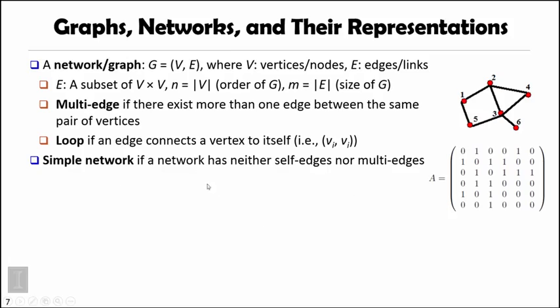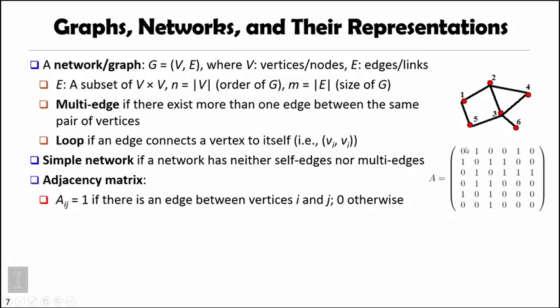For a simple network, we will not consider self-edges or multi-edges. If we want to represent this simple network, we represent it as an adjacency matrix. If A sub ij is 1, it simply says there's an edge connecting vertex i and vertex j. Otherwise it's 0.